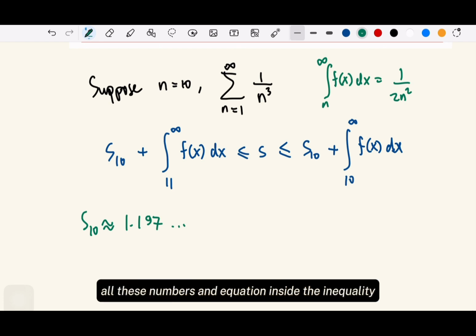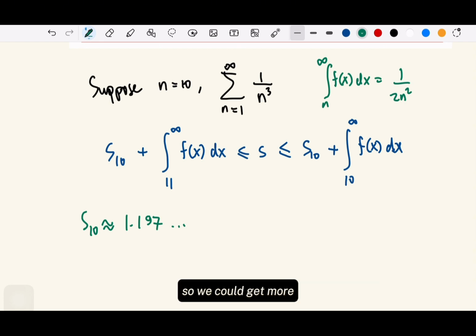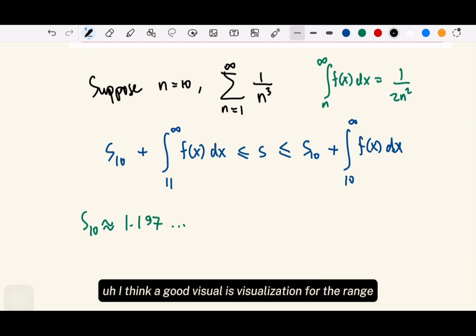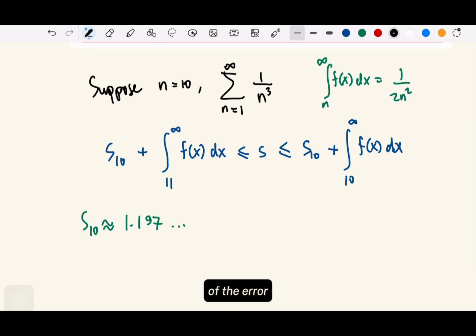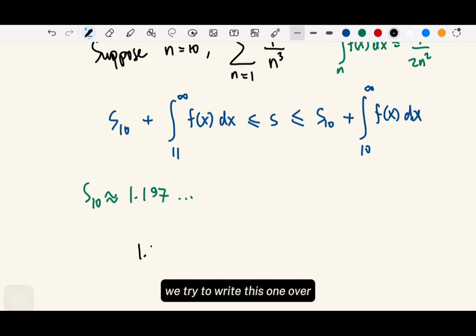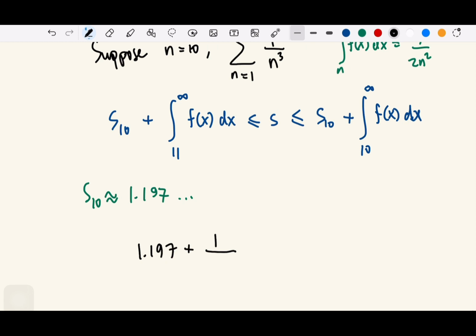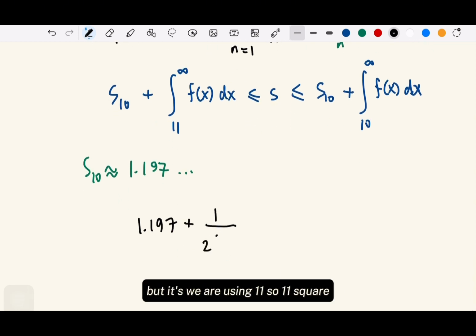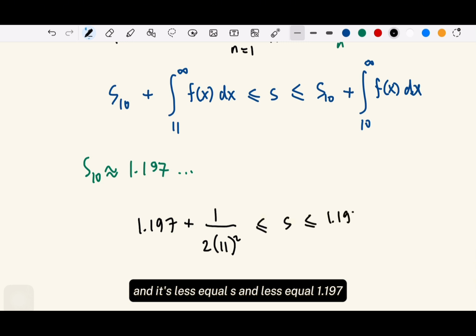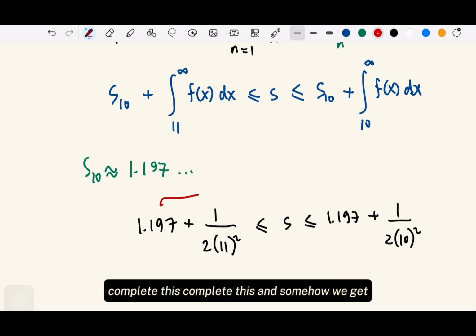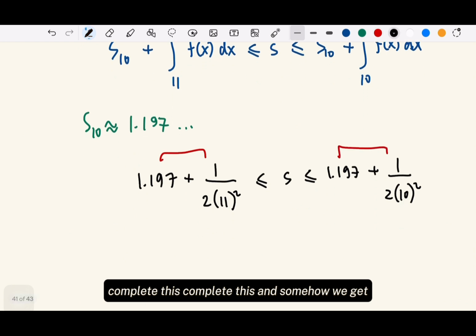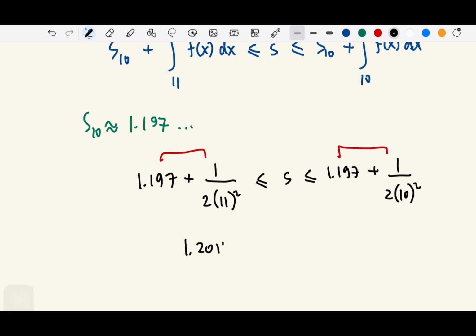So we can take all these numbers and equations inside the inequality, and we get a good visualization for the range of the error. We write 1 over 2n squared, but using 11, so 1 over 2 times 11 squared, is less than or equal to S, which is less than or equal to 1.197 plus 1 over 2 times 10 squared. Then we can compute this.